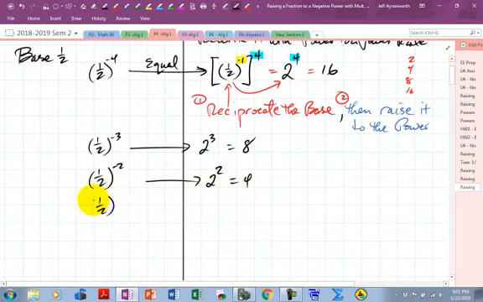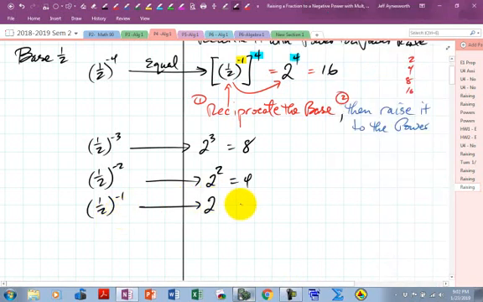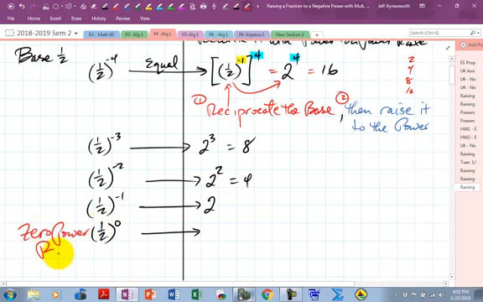1/2 to the -1 power. Well, I just showed you on the calculator. 1/2 to the -1 power is just 2, because the reciprocal of 1/2 is 2. 1/2 to the 0 power. Well, that's called the 0 power rule. And that states that whatever number you take to the 0 power is equal to 1.